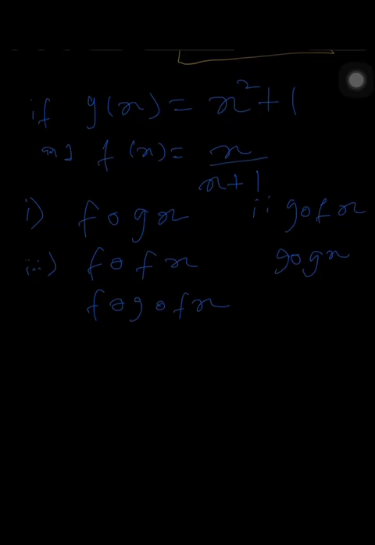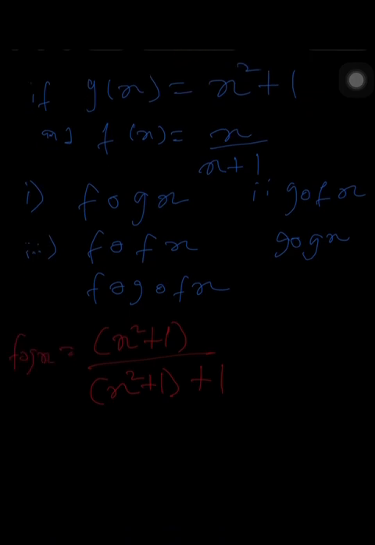We can find all of these, so let's do the first one first. F of g of x, meaning that we are inputting g of x into f of x. So that will be x squared plus 1 all over x squared plus 1 plus 1. This will be f of g of x, and that's going to give us x squared plus 1 over x squared plus 2. Simple.